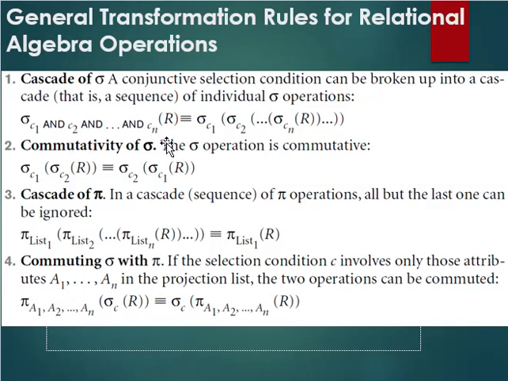Then next is the commutative operation. Here select C1, select C2 of R can be written as select C2 and select C1. Both are the same. We can move one into the other's position. Then cascade of project operation. Here from the relation R you require list n, then list n minus 1, and at last list 2 and list 1.